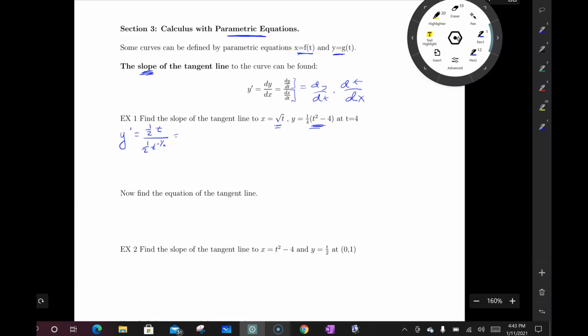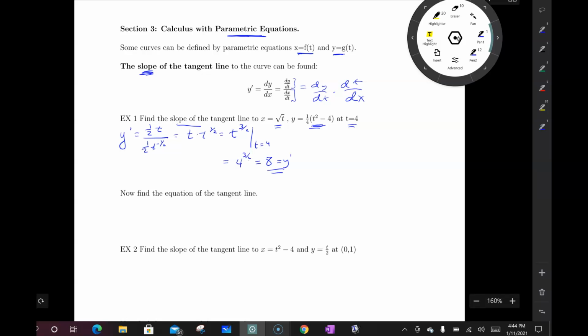And I'm just going to fix that. The 1/2s I see cancel. I'm going to multiply by the reciprocal. So I get t to the 3/2 power. All right, so now I'm going to evaluate it at t equal 4. So I'm going to put 4 in. So I get 4 to the 3/2. So square root of 4 is 2, and then cube it is 8. So that's my slope. And that's all it's asking for.